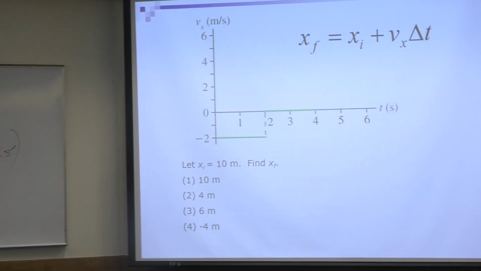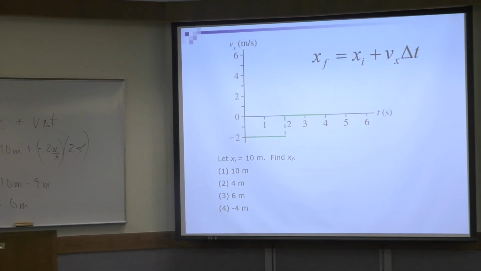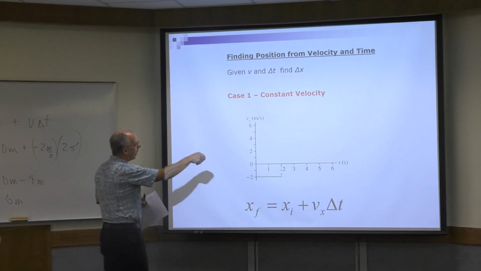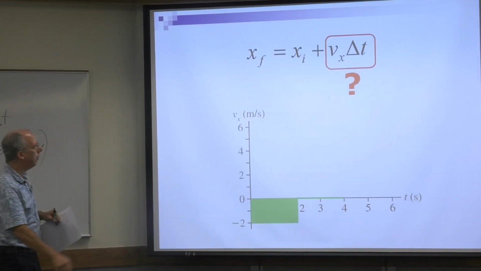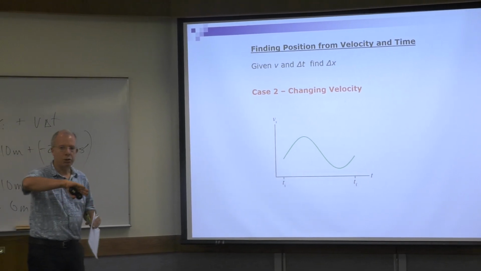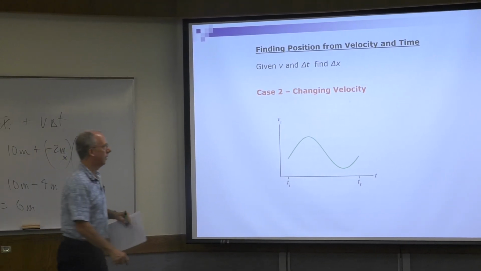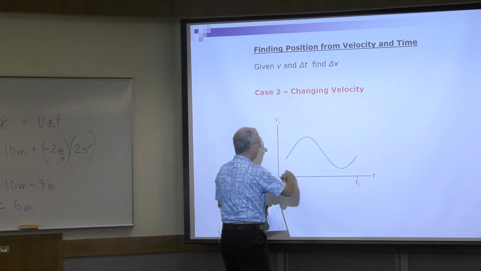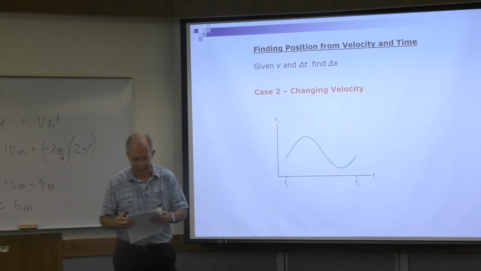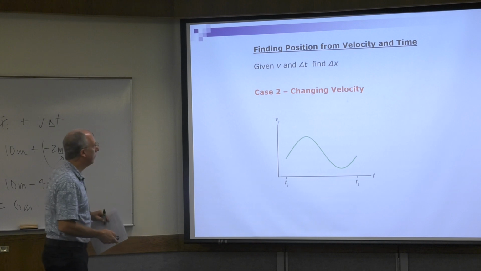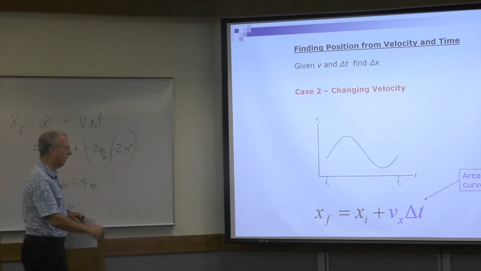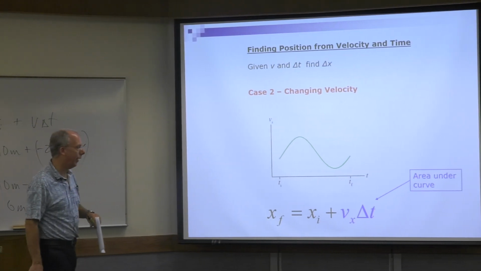Okay, so that's not so bad. Now we'll do the bad one. This was easy because we had constant velocity. Now we want to have changing velocity. So here's the velocity graph, right? The velocity is changing crazy. I mean, the velocity is certainly not constant. Well, this equation is still true. We just have to modify it. Well, we have to reinterpret it.